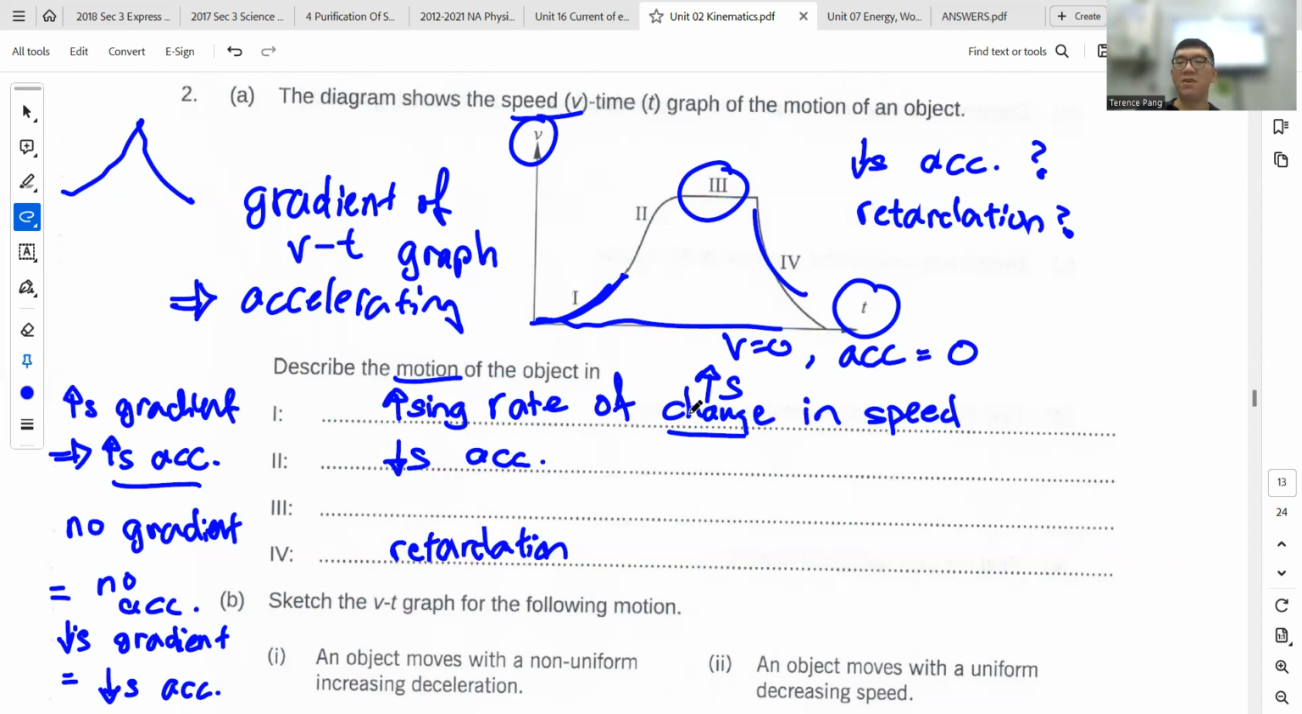So increasing rate of increase in speed, that would be one way of using it. If you want to use the rate of change in speed, or you want to use speed as a keyword, or you can just say increasing acceleration. Yeah, you could use that as well. That will be safer.